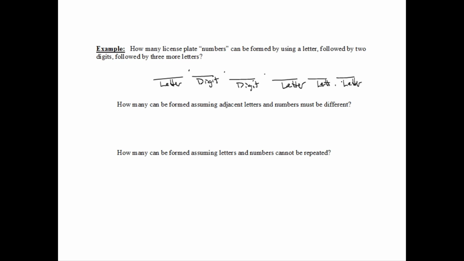How many ways are there to choose the first letter? Well, there are 26 letters in the alphabet, so there are 26 ways to choose it. How many digits do we have in our usual numbering system? 10. Digits 1 through 9 along with 0. So there's 10 ways to choose the first digit, and then 10 ways to choose the next digit. And then again, 26 ways to choose a letter, 26 and 26. This gives us a total number of possibilities, if you multiply these all together, of 45,697,600. That's the number of ways that this can be done.